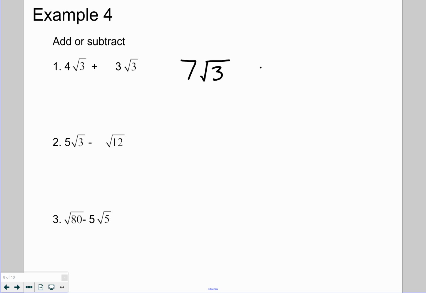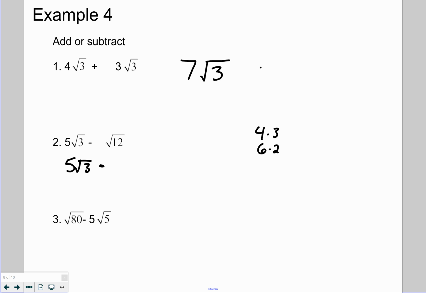We have 5 square root of 3 minus the square root of 12. Let's look at that 3 that's in the radical. What are factors of 3? 3 and 1. And what I tell you about that 1 is not going to be helpful. You can't use it. So the 5 square root of 3 is good. You just write it again. That's as simple as it can be. But what about 12? What are factors of 12? 4 and 3, 6 and 2, and then 12 and 1. We're not going to use that.